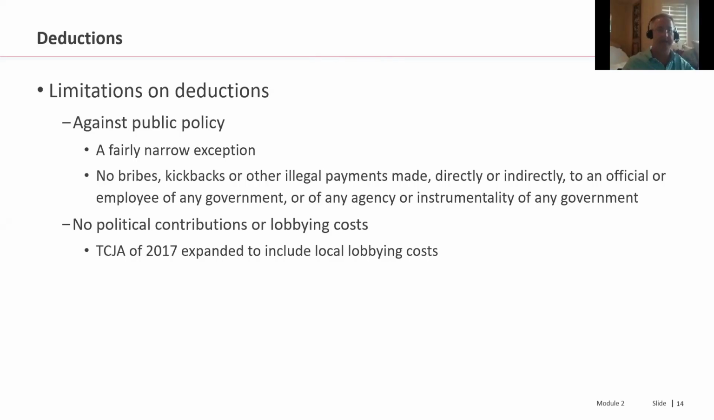Another one is there's no political contributions or lobbying costs. Now, your book is going to tell you that you can deduct lobbying costs if they're at the local level to change legislation. That's no longer true. Starting in 2018, local lobbying costs also are non-deductible.